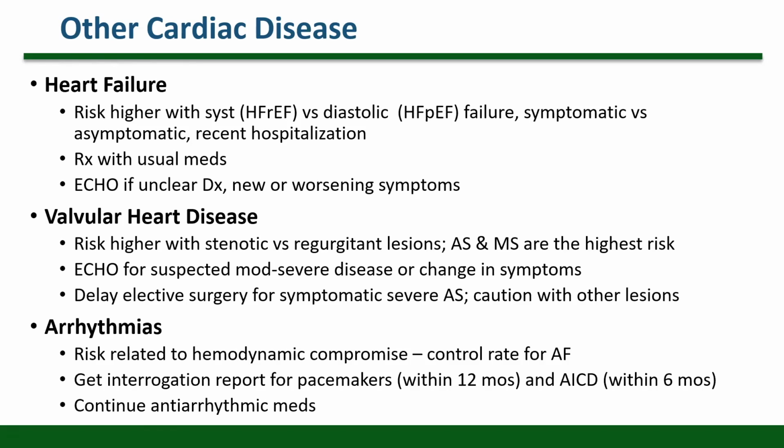And as far as arrhythmias, the risk is primarily related to hemodynamic compromise. Is the heart rate too slow, too fast? Is the blood pressure too low because of it? And you need to control the heart rate in patients with atrial fibrillation. It's not clear what the optimum heart rate is. The maximum is no more than 110. I like to have it less than 90.